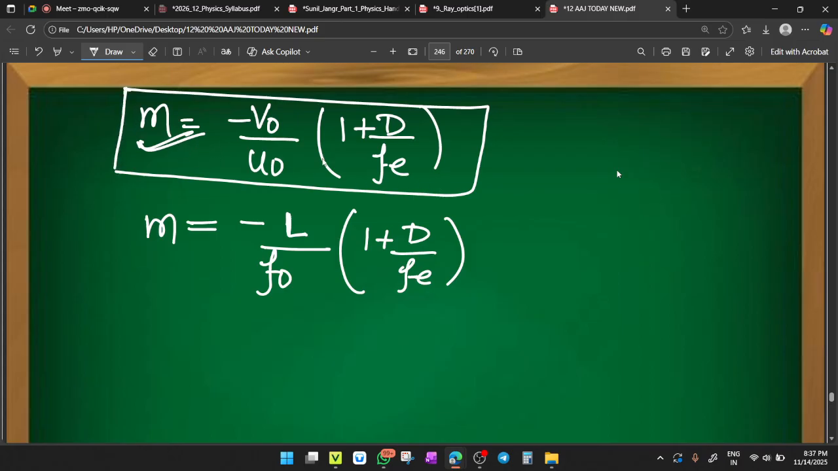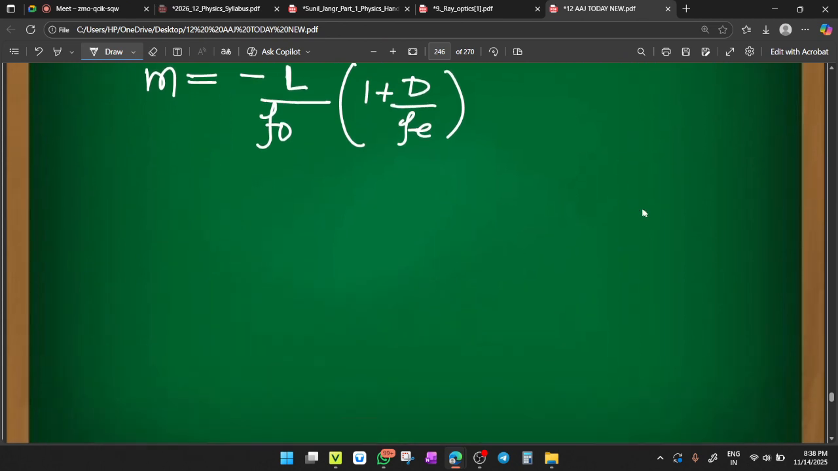Okay, because here your final image will be formed at the least distance of distinct vision, and you will be given maximum magnification. Minus sign will show that the final image will be inverted with respect to original. So minus VO upon UO, 1 plus D by FE. Okay. Second case, make a second case for minimum magnification.